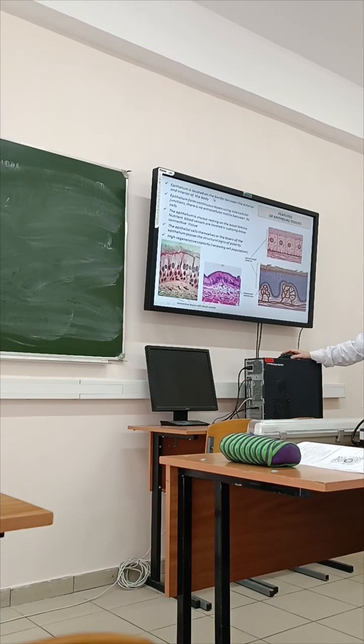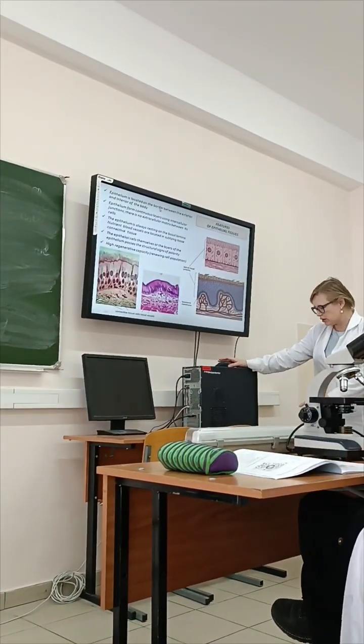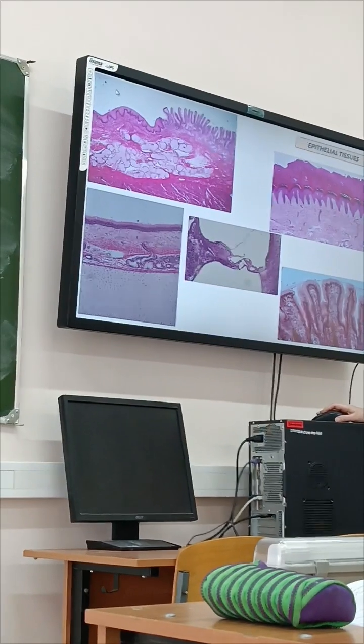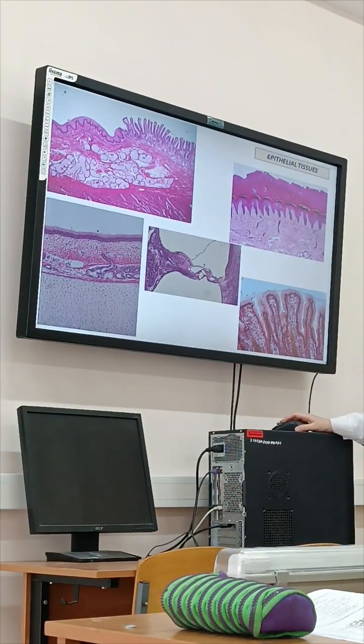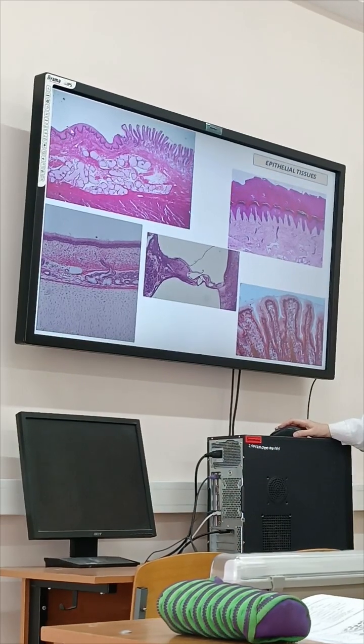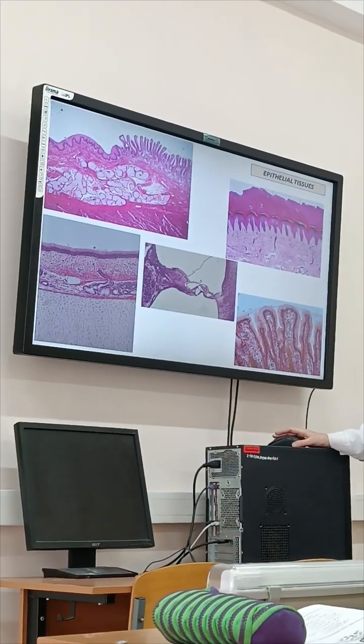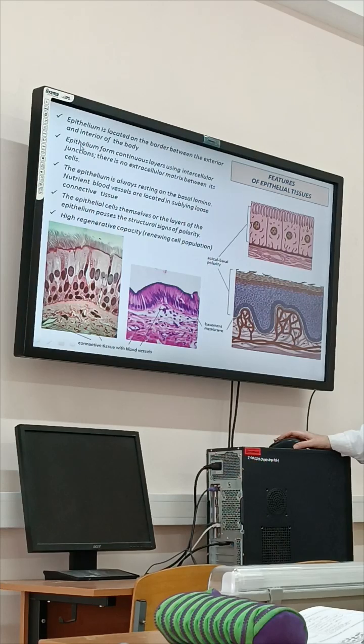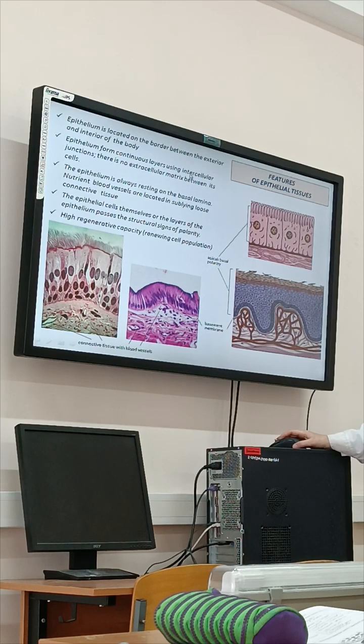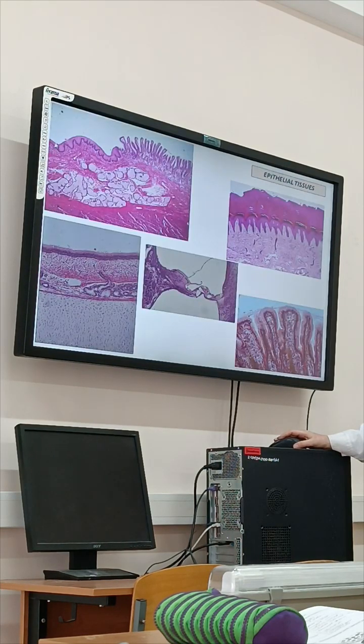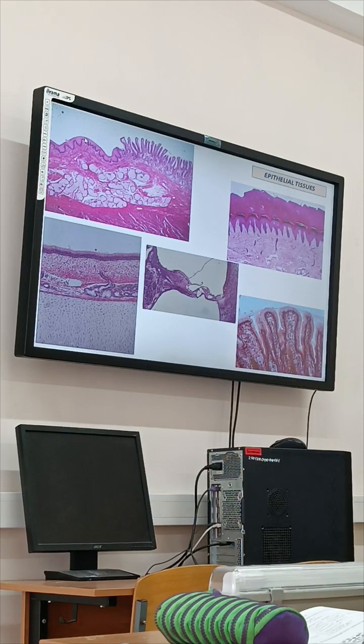Epithelium is localized on the border between exterior and interior. Look please, this is exterior for the body, for example, this interior. So it's situated on the borderline between exterior and interior. Epithelium forms continuous layers using intercellular junctions. Look please, we can see that cells are situated very close to each other. To keep themselves very close, it is necessary to contact, to form an intercellular junction.